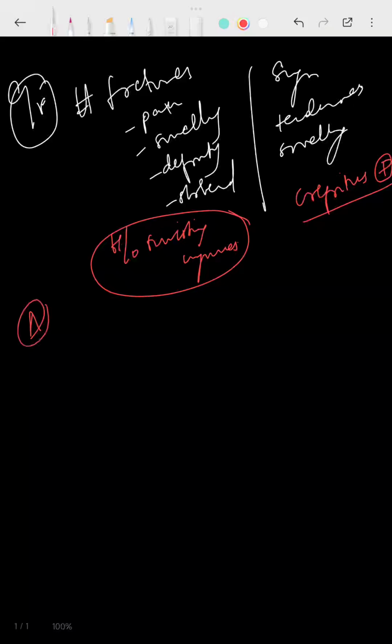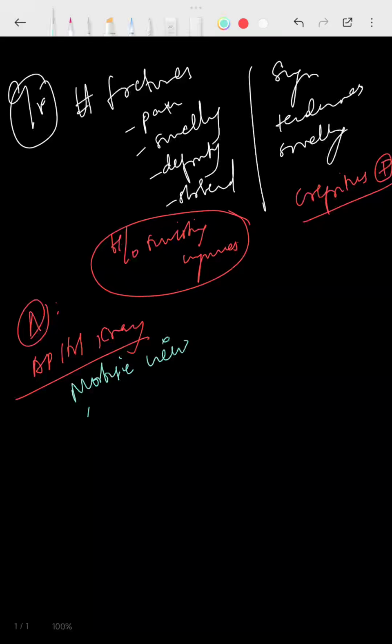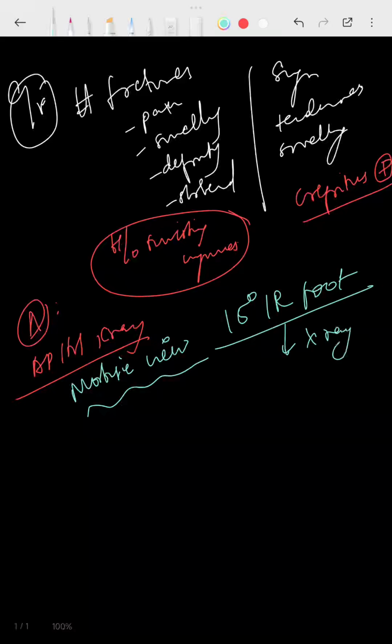As I said, in investigation, the AP and lateral view X-rays are common for everything. But specifically you need to do the mortise view, that is with 15-degree internal rotation of the foot. On that movement you take the X-ray to have a detailed view of the ankle.